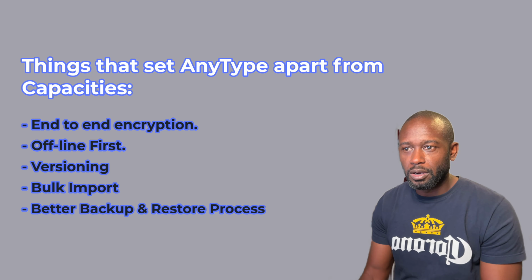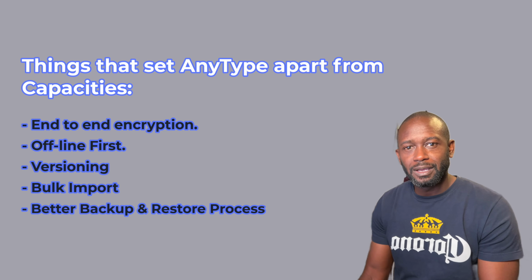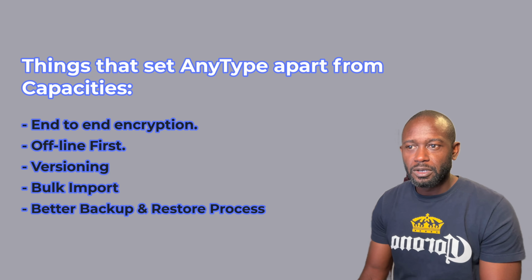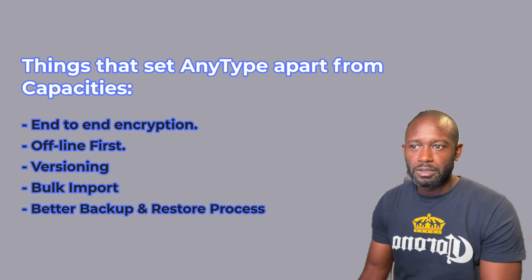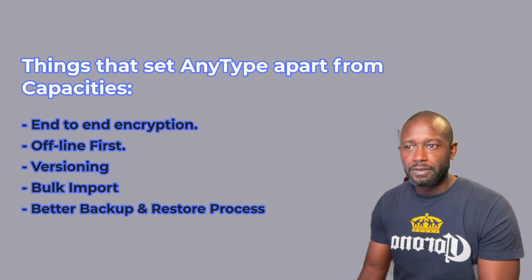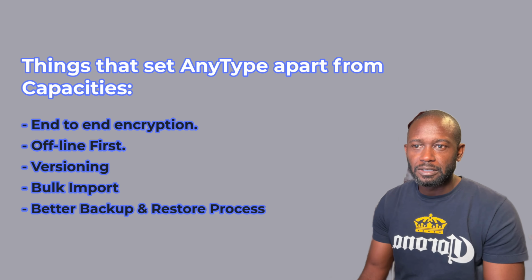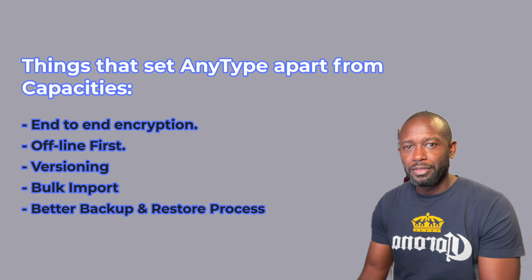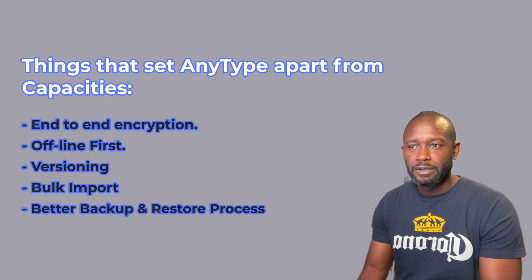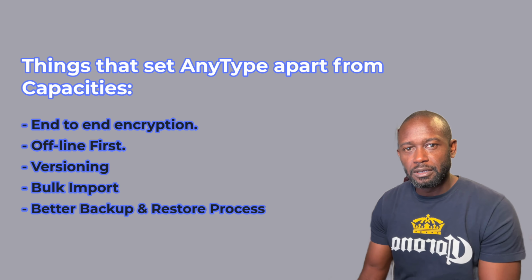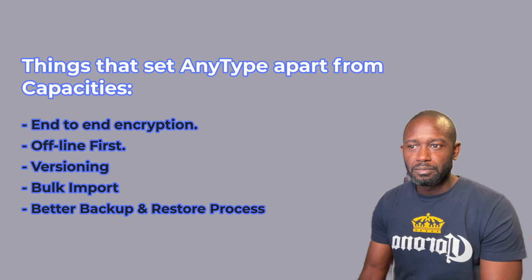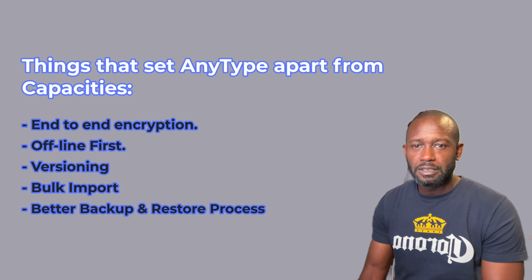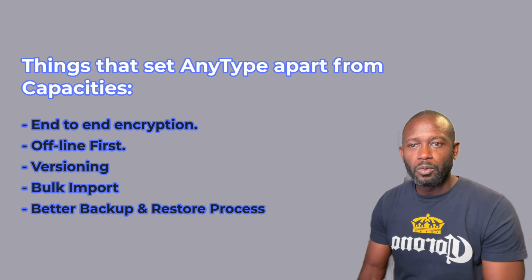Capacities is working on all of these features except for the end-to-end encryption. So eventually, they will have most of these, like the bulk import and the version history, taken care of, and even improve on the offline features that they have. But end-to-end encryption is still something that is probably up in the air. They basically said they're not even entertaining it right now because they have other priorities that they're working on.